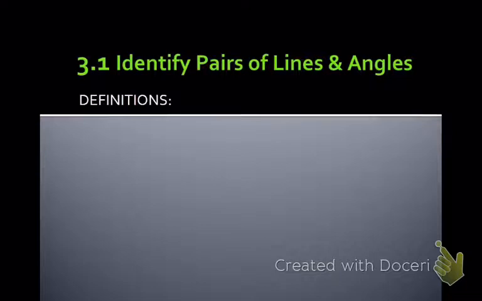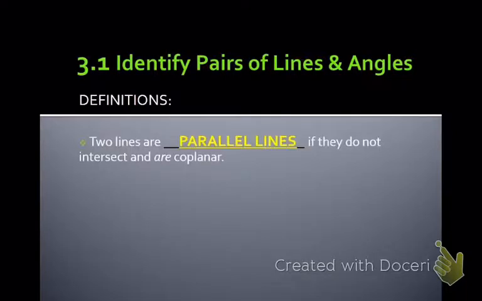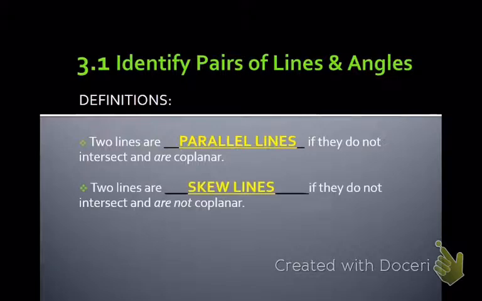First and foremost, what we mean by pairs of lines is that we have parallel lines, so we have to have a pair of lines to be parallel. We know what parallel lines are. They're lines that do not intersect. They're lines that don't touch. But we add in the fact that they are coplanar as well. And we do that because skew lines also are two lines that do not intersect, but they are not coplanar. And so we're going to have to tell the difference between those two.